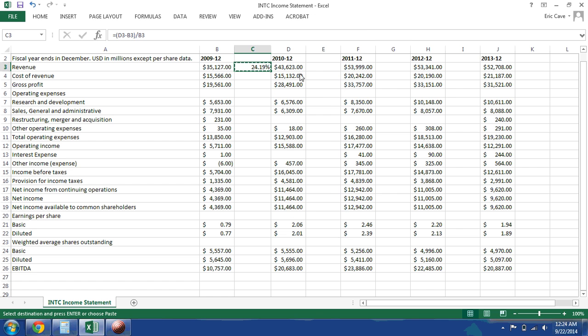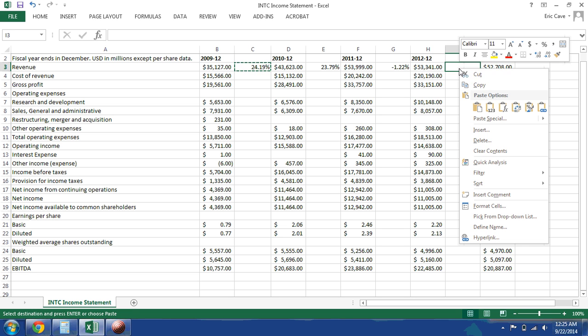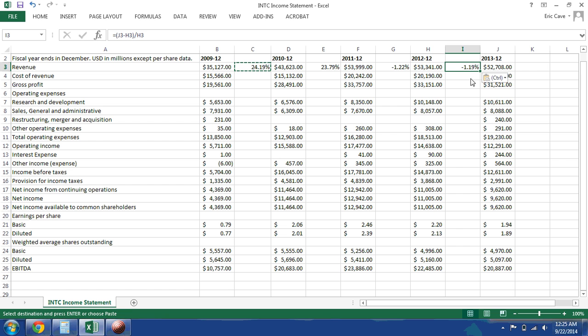I'm going to copy this, and then paste the formula in each of these so I can see what the percentage of growth in revenue has been for each of these years. In 2010 to 2011, the growth is 23%. From 2011 to 2012, we actually had negative growth and lost about 1.22%. On this one here, you also saw negative 1.19%. You saw that revenues dropped 2012 to 2013. So this doesn't seem good and it's kind of struggling.